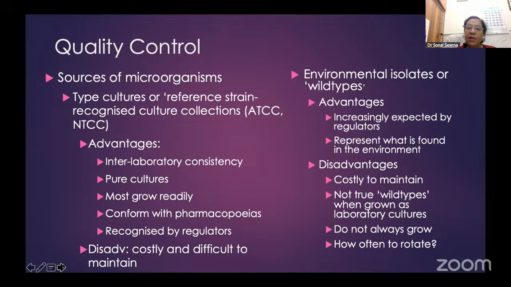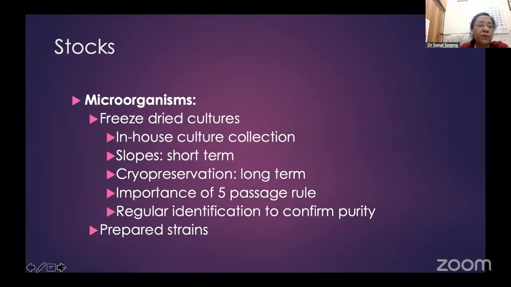Then environmental isolates or wild types. There can be advantages, because if you're specially testing a new media, you can use what is found in the environment, a completely pan-sensitive strain that you can stock and keep, and that can be used. Disadvantages could be that it is costly to maintain, it's not true wild type and does not always grow. So how often to rotate these could be a problem.